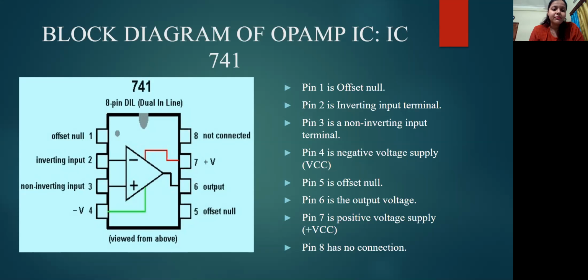Pin number 2, it's inverting input. Pin number 3, non-inverting input. Pin 4, minus V. Here minus V represents the negative power supply of the IC. Pin 5, it's offset null. Pin 6 is the output terminal for op-amp. Pin 7, positive power supply of IC, and pin 8, it's kept open, it's not connected.